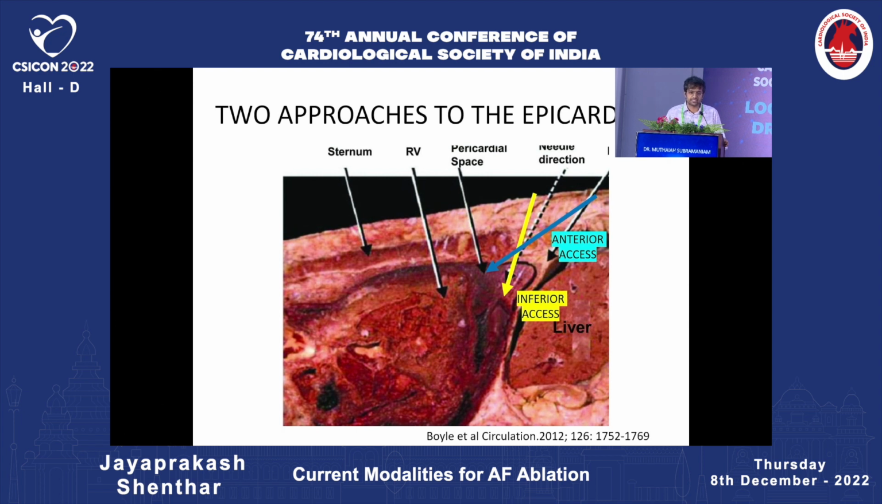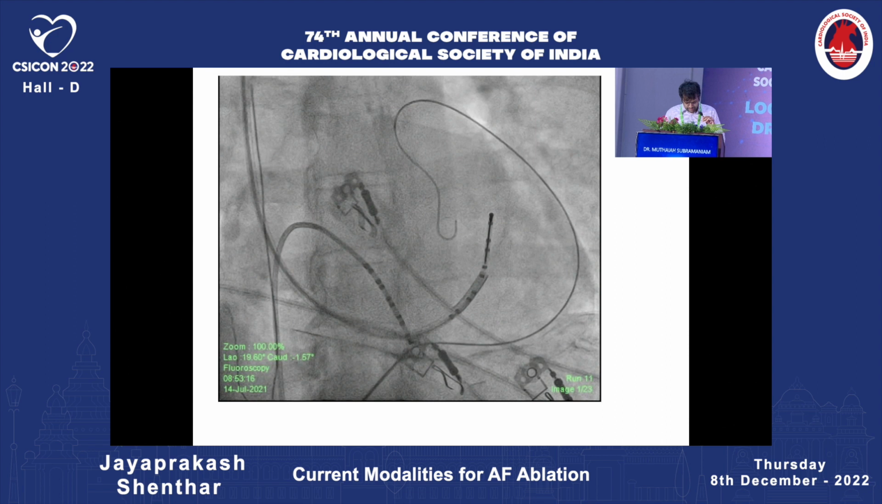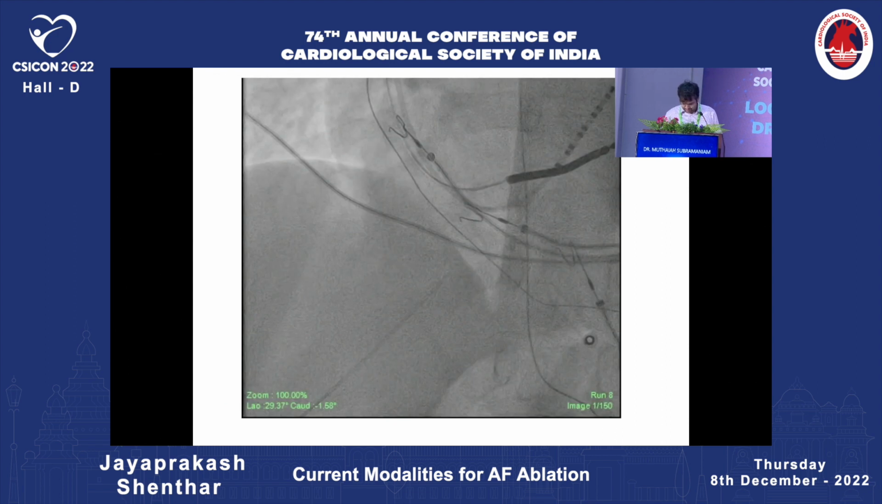So you can see the difference in both of these arrows. One is more caudal, one is more cranial, one is slightly more angulated when you take the access, one is less angulated. So these are two ways that you can approach. Both have their pluses and minuses, but it depends on where the predominant anatomy is that you want to map and ablate. So I'll just try to play this.